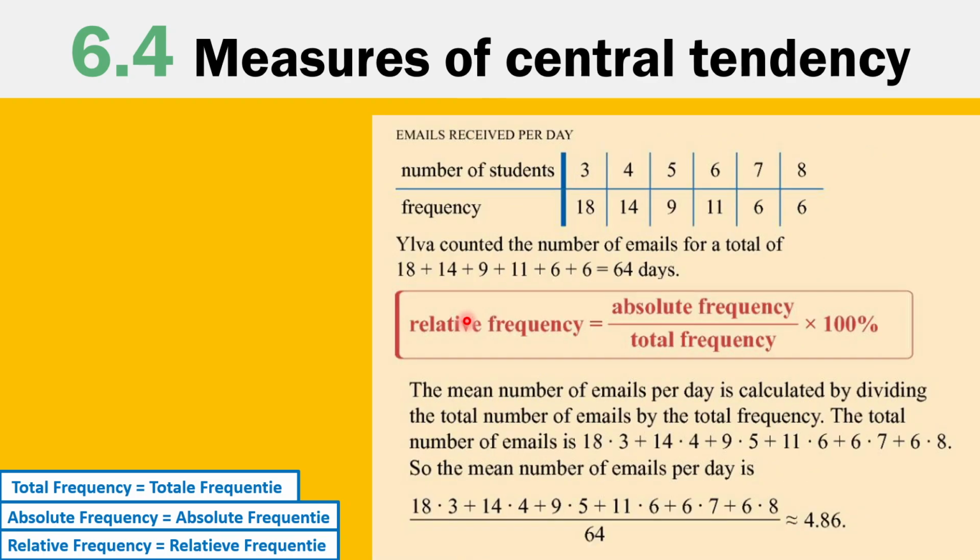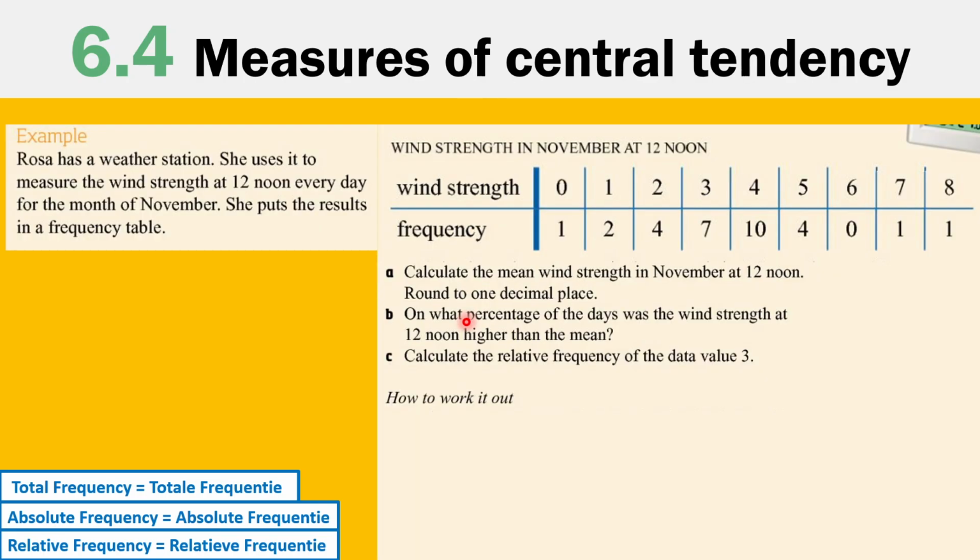Weird error also. So let's say you have a question like this. Rose has a weather station. She uses it to measure the wind strength at 12 noon every day in the month of November. She puts the results in a frequency table. So apparently there is one day with wind strength 0, 2 days with wind strength 1, 4 days with wind strength 2, etc. One stormy day, being 8, and 0 days with wind strength 6. Calculate the mean of this.